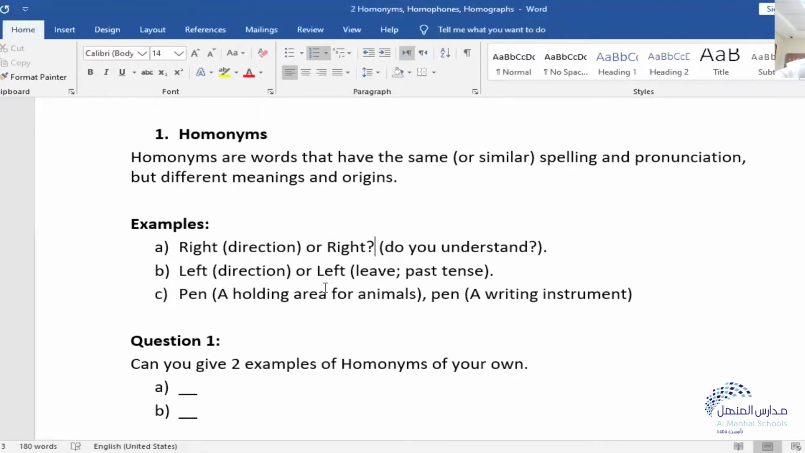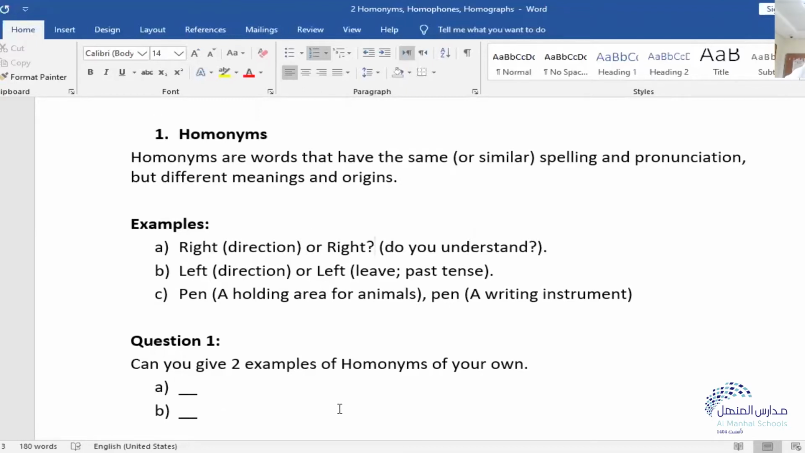Left, again, is one way you turn left, right? In terms of direction, or we say, where is David? Or David has left. In other words, it's the past tense of leave, right? Two different meanings there. The last example is the word pen.